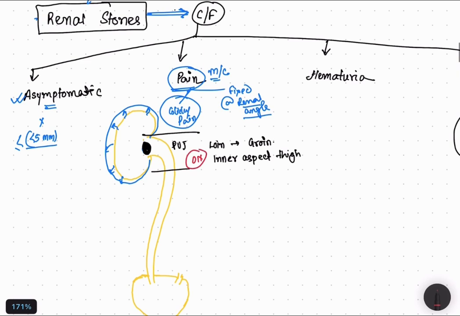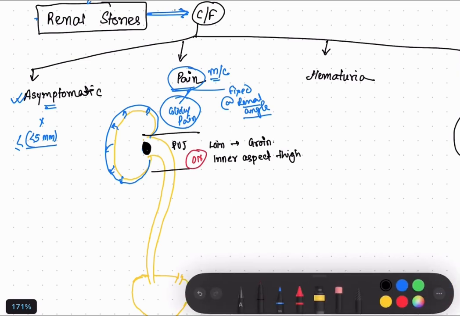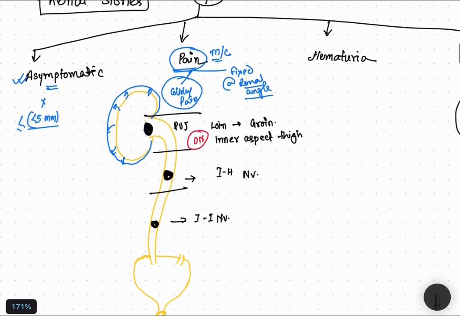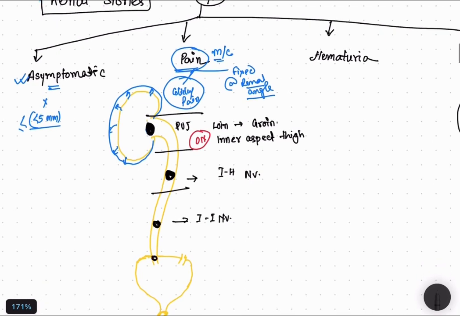Next, coming to pain in the middle of the ureter. Pain due to a stone impacted in the middle part of the ureter is because of the iliohypogastric nerve, and a stone impacted in the lower segment of the ureter, that pain radiates along the ilioinguinal nerve. This is the ilioinguinal nerve.